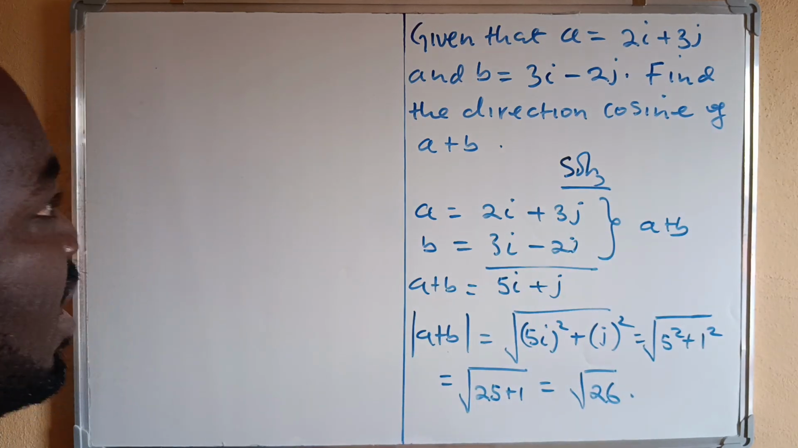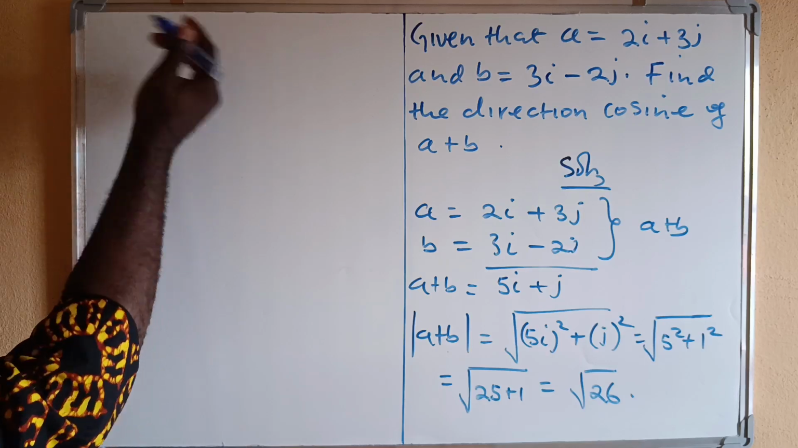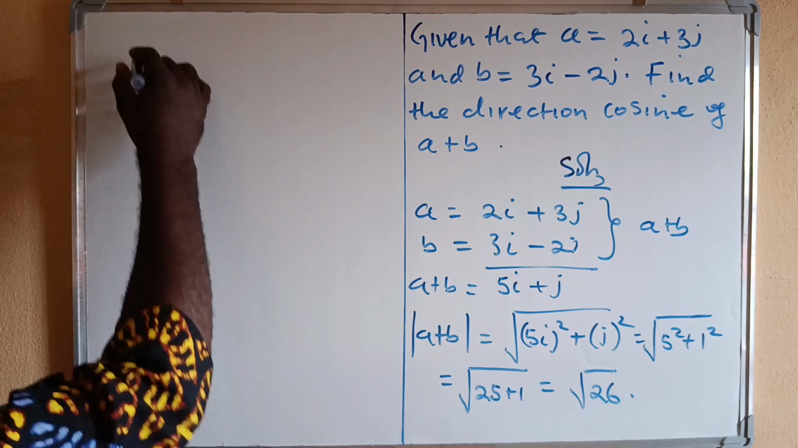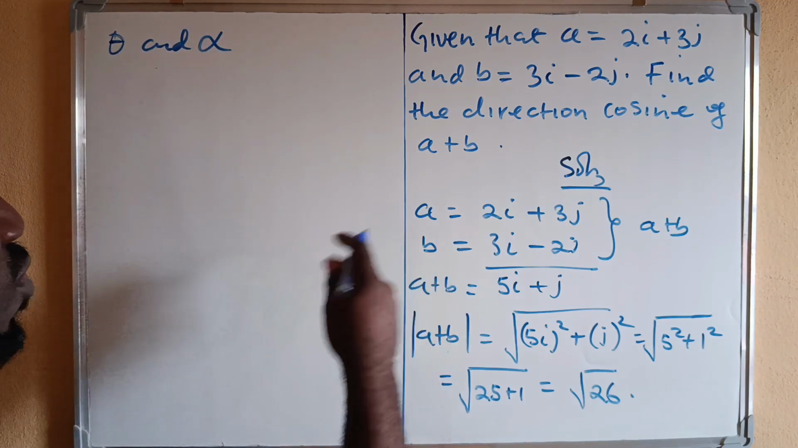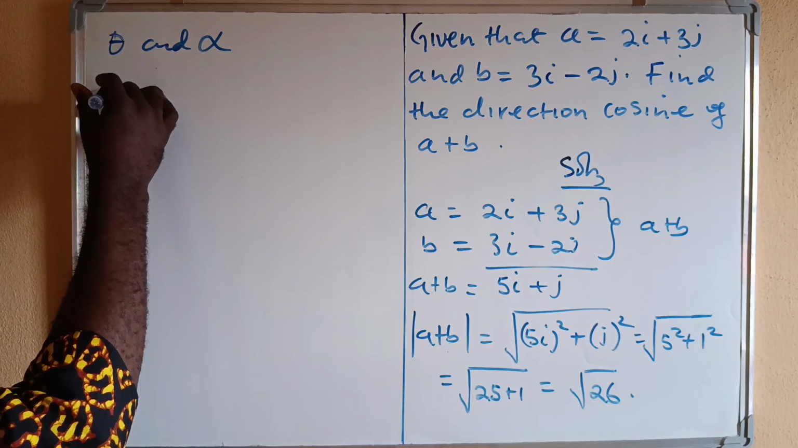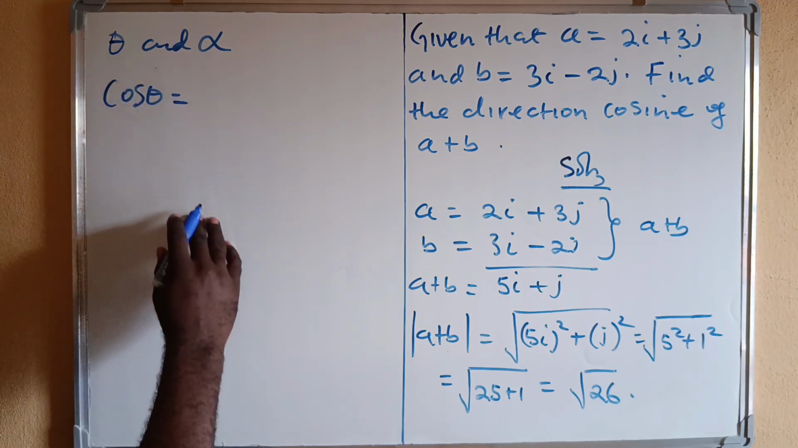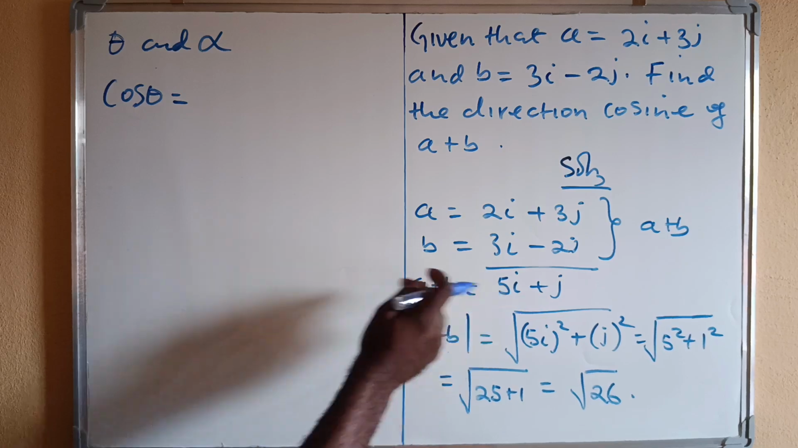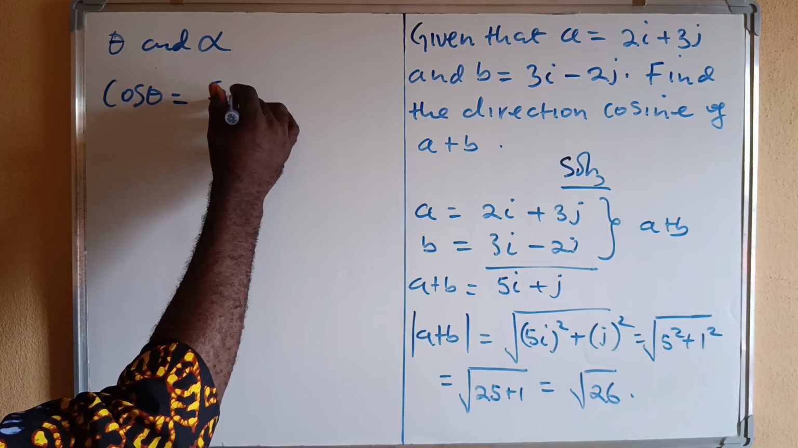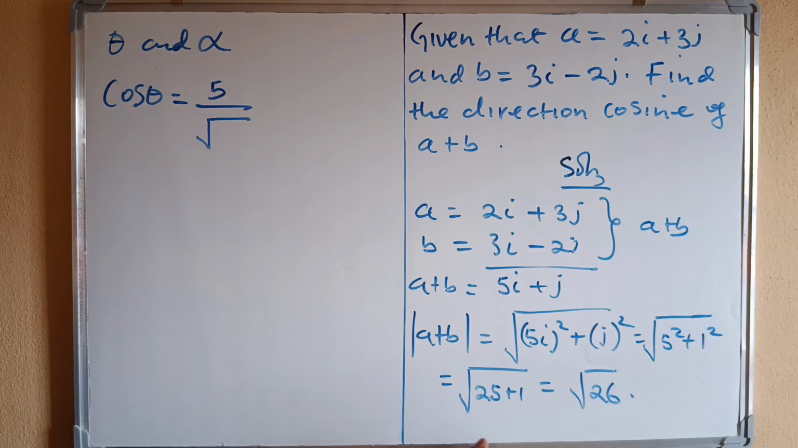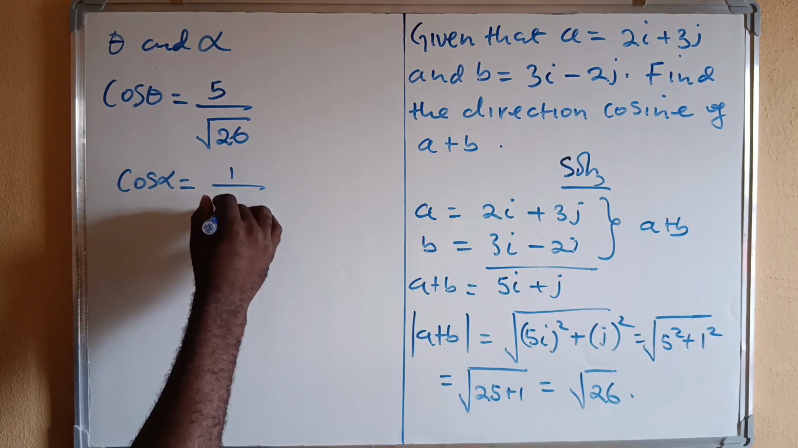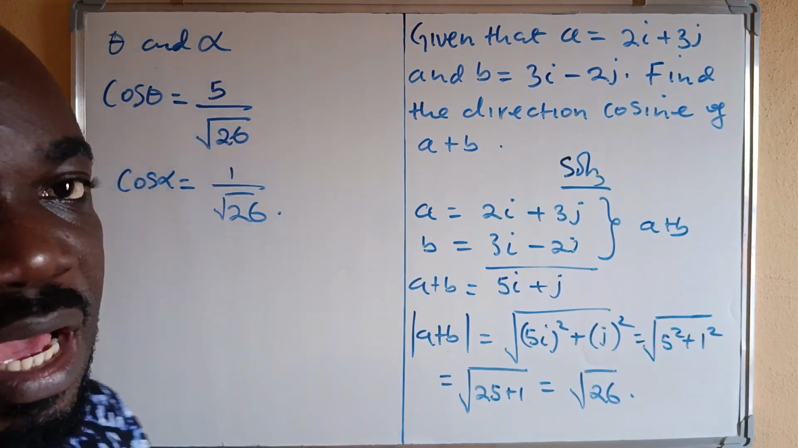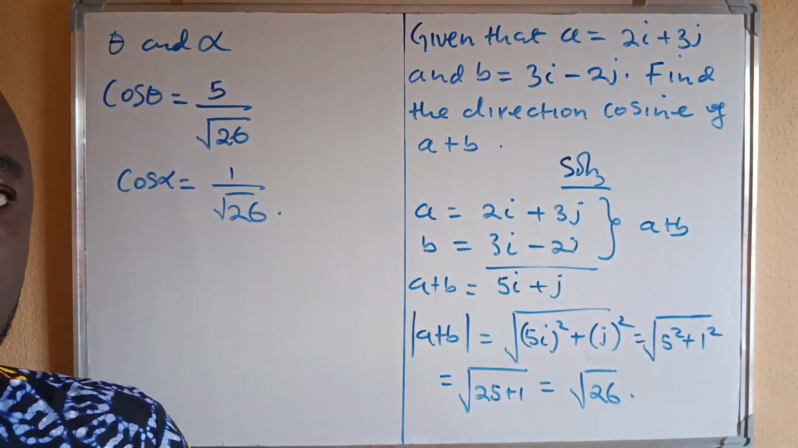So what is going to be the cosine of A plus B? Simply, the direction cosines, so I'm going to have two angles. I will take theta and alpha as the two angles for the cosines. So my cos theta will be from A plus B, which is 5i, so I will have 5 over square root of 26. And then my cos alpha will be 1 over root 26. So these are the direction cosines of the sum of these vectors.